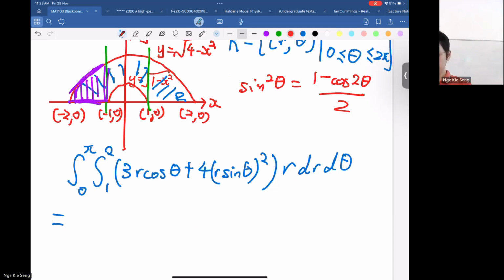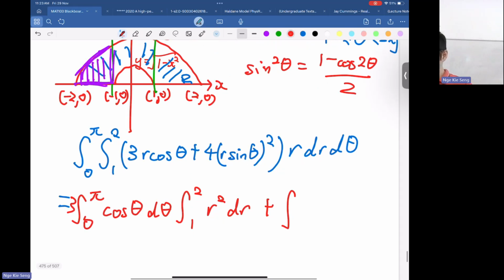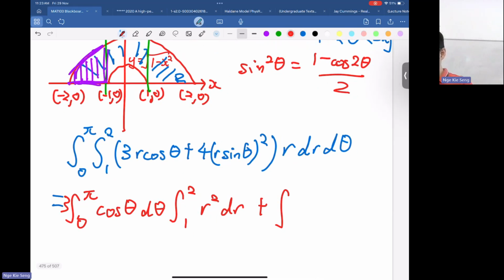So let me write down what I want to say. Because your double integral is linear, you can split out the sum. On the other side, a bit troublesome. Is it troublesome? Not really. So just split it.